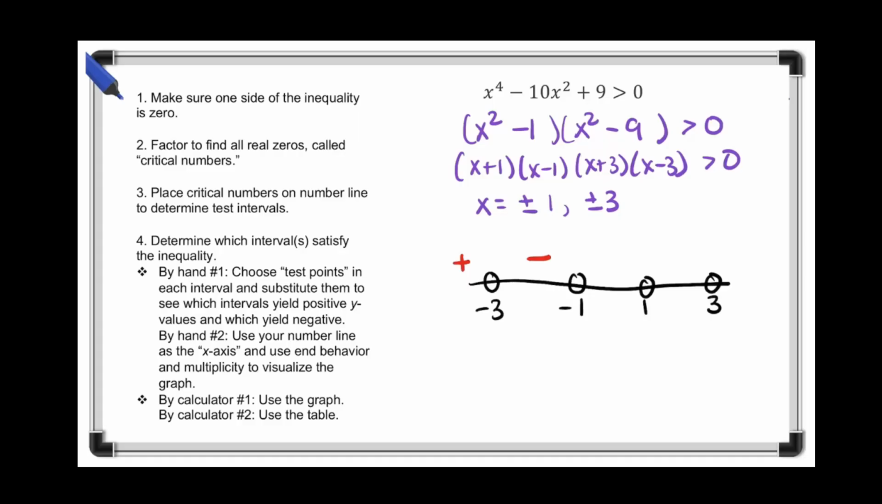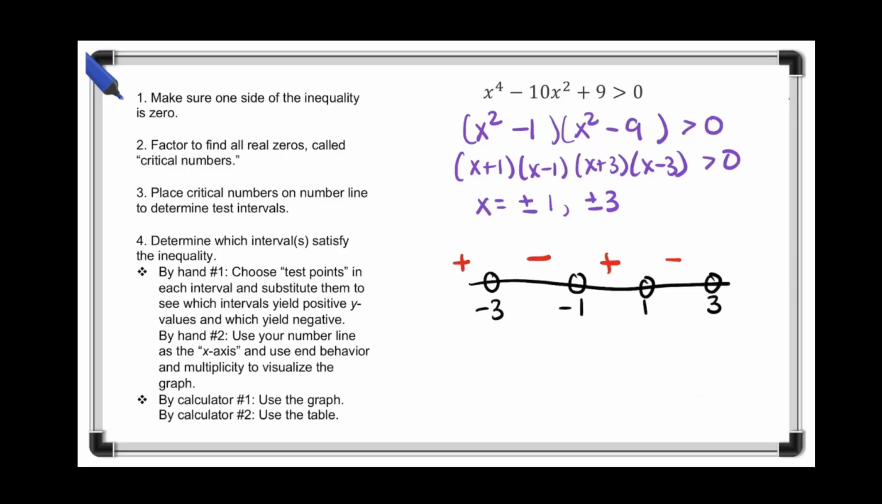All right, so in between negative 1 and 1, we could pick 0. So you got 0 squared minus 1 is a negative. 0 squared minus 9 is a negative. So a negative times a negative will yield you a positive answer. Between 1 and 3, you can pick 2. So 2 squared is 4. And then you have minus 1, which is a positive answer. And then you have 2 squared minus 9, which is going to get you a negative, which will get you a negative answer.